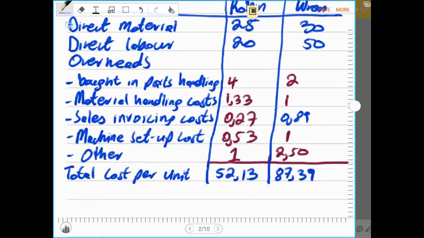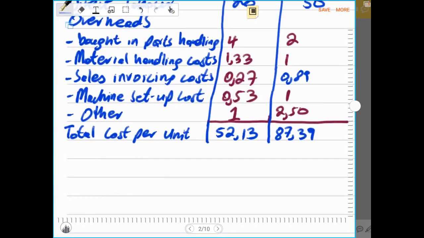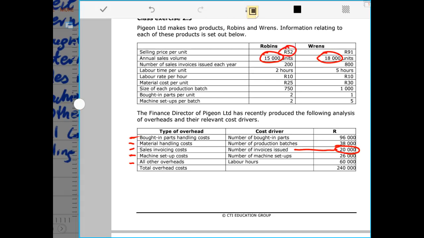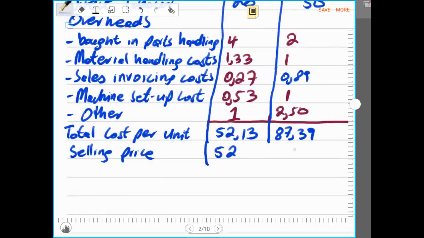Now that is our total cost. We have to compare that with the selling price so that we are able to determine if we made a profit or a loss. Our selling price did not change in this case. We had a selling price of 52 rand and 91 cents respectively for Robben and Ren.